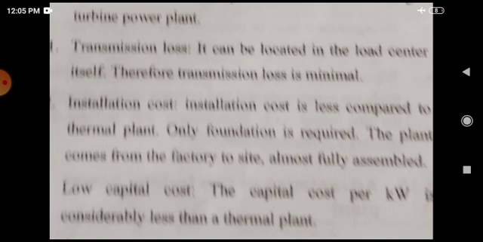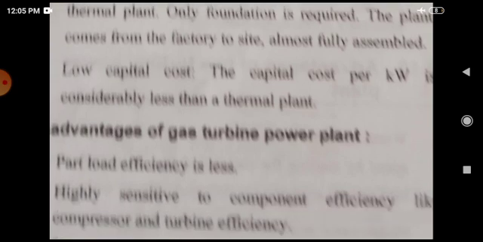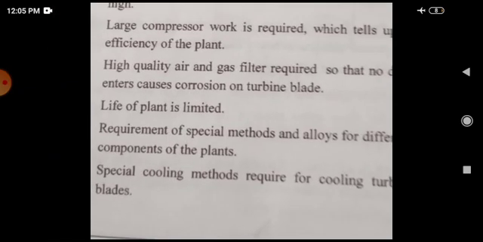Installation cost is less compared to a thermal power plant. Only foundation is required. The plant comes from the factory to site almost fully assembled. Low capital cost: the capital cost per kilowatt is very less.